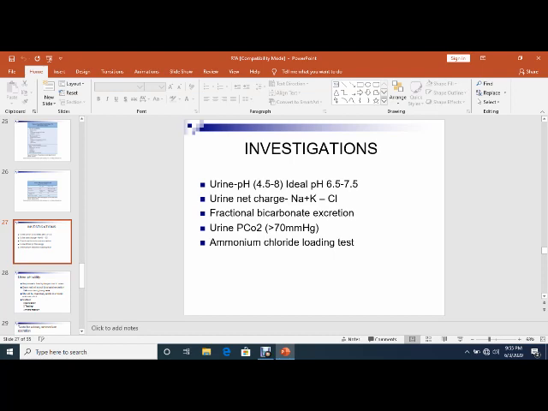Normal urine pH is 4.5 to 8, ideally 6.5 to 7.5. Urine net charge means sodium plus potassium minus chloride, that is called urine net charge. Then fractional bicarbonate excretion, urinary bicarb PCO2, it should be more than 70, and the ammonium chloride loading test.